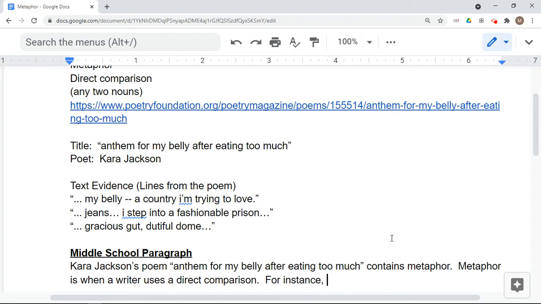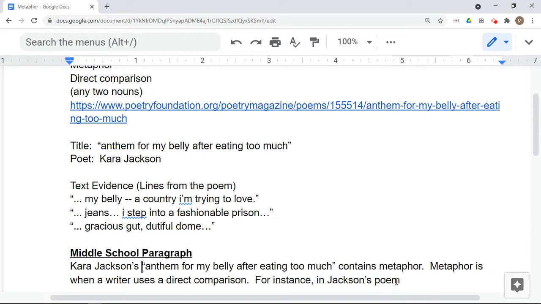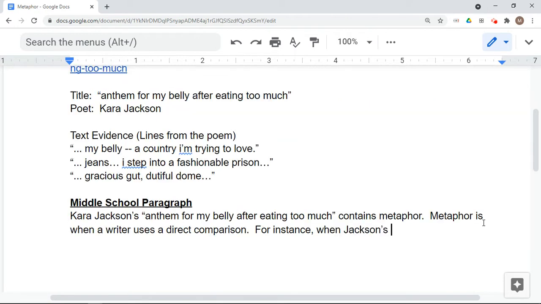So, for instance, in Jackson's poem. Now, because we say poem in the second sentence, I'm going to leave the reader hanging for just a moment and then let them find out about the poem in this third sentence. We're going to leave them in suspense here. For instance, in Jackson's poem, when Jackson's poem states, "my belly, a country I'm trying to love."